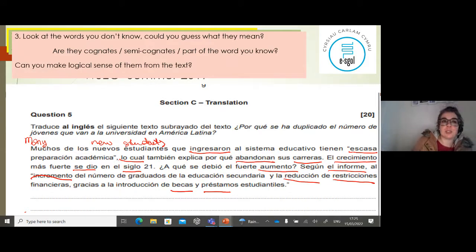So at this point, you're looking at the words that you don't know. Could you guess what they mean? Are there any cognates, semi-cognates, or parts of the words that you know? Can you make logical sense of them from the text? So for instance, I got this one. Many of the new students, just one second, please.